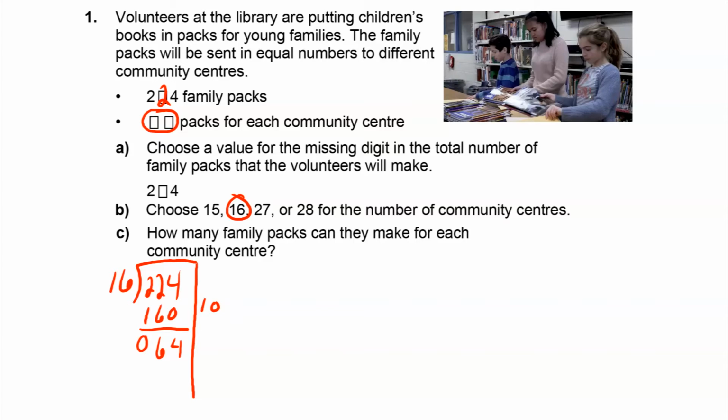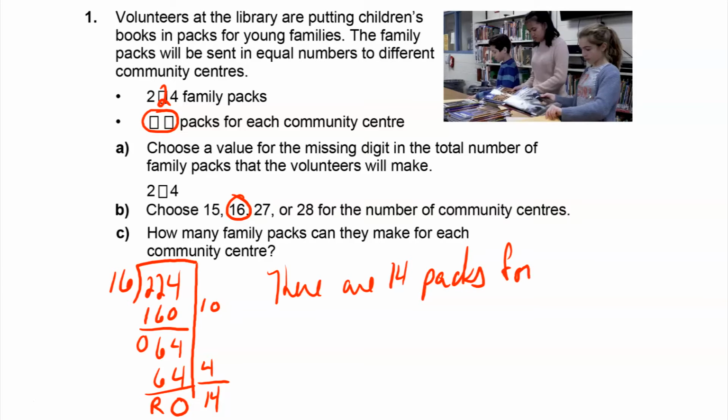Now, number of 16s that go into 64, I'm not really sure. I'm going to guess at 4. 4 times 6 is 24, 2 to carry. 1 times 4 is 4, plus the 2 is 6. Oh, I guessed right. So I've got a remainder of 0. I can now add up my 10 and my 4 to get 14. So there are 14 packs for each community center.